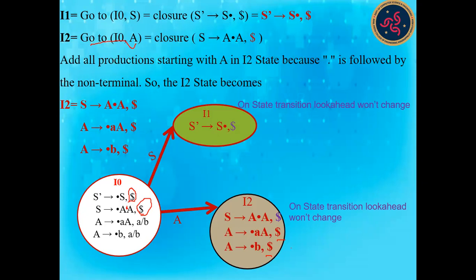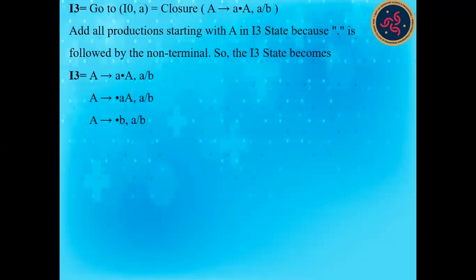Again, what do I have to do? There are no more transitions from this state, so now I am considering the transitions. After the dot comes a capital A, so the non-terminal A can be considered, then a terminal symbol A, then a terminal symbol B. These are the three different transitions that occur in I2. Now I'm considering the other transitions.